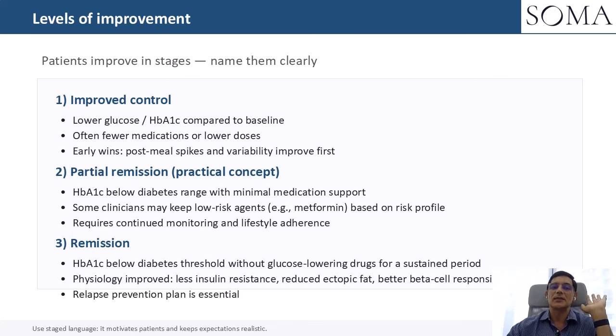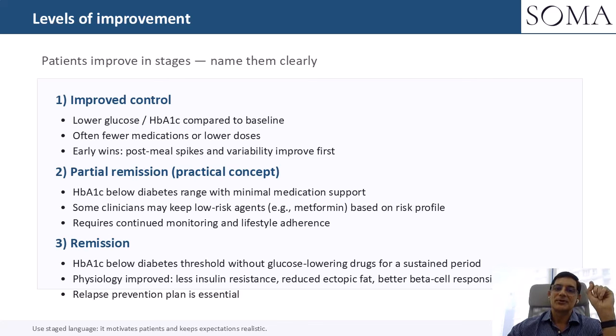Third level, remission. HbA1c remains below the diabetic threshold without glucose lowering drugs for a sustained period with continued monitoring. Now this part is crucial. The word remission is not just a motivational label, it is a biological statement. It means the patient's physiology has shifted into a state where the metabolic system is no longer overwhelmed.